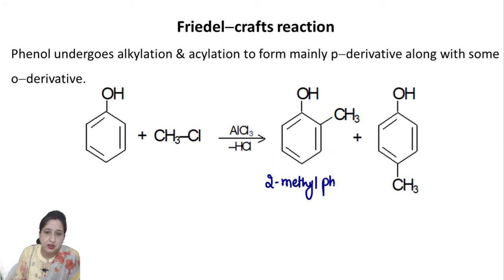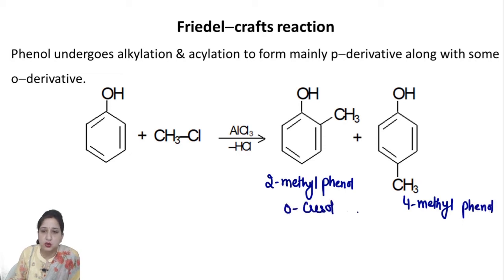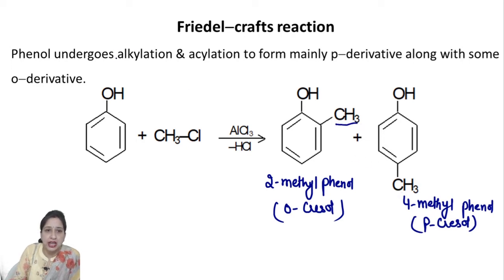2-methyl phenol, and this is your 4-methyl phenol. They are also known as orthocresol and paracresol respectively. So the introduction of an alkyl group, this is your alkyl group, into the phenolic ring is known as alkylation reaction. So this is your Friedel-Crafts alkylation reaction.